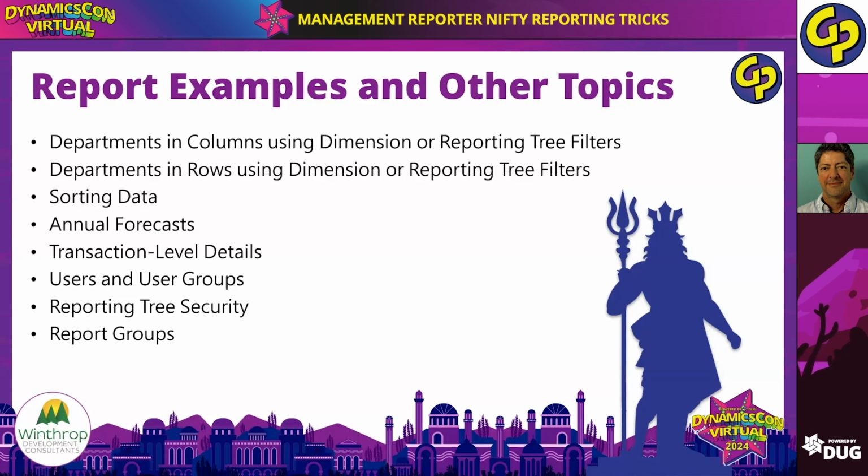Sorting data inside Management Reporter is really easy for any column of data you've got: actuals, budget, dollar variances, even description rows or columns. We can easily build annual forecasts inside Management Reporter as long as you've got your budget or your forecast balances inside your GL, or we could pull from Excel spreadsheets as well. We'll look at the transaction level details. It also includes account level details. And for users, we'll look at user options and user groups. Using those groups and reporting tree security and report groups, where you can run several reports all at one time. So a lot of great features here we'll look at.